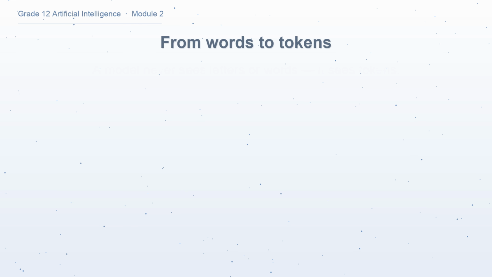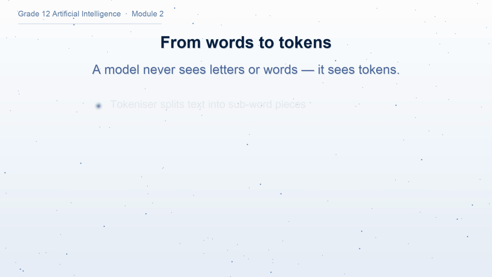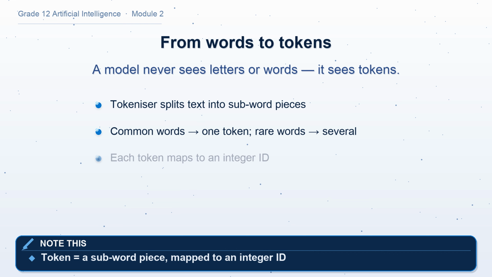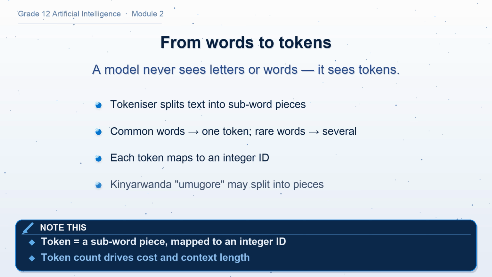First, a tokenizer breaks the text into small pieces called tokens. A common English word like "the" often becomes a single token, while a rare or long word is split into several pieces. Each token is then mapped to an integer, an identity number the model can work with. A Kinyarwanda word, such as "umugore", may split into a few subword tokens because the model learned its pieces from data. This matters in practice. The number of tokens decides how much you pay and how much text fits in the model's context. Once text is tokens, we can feed it into the transformer.